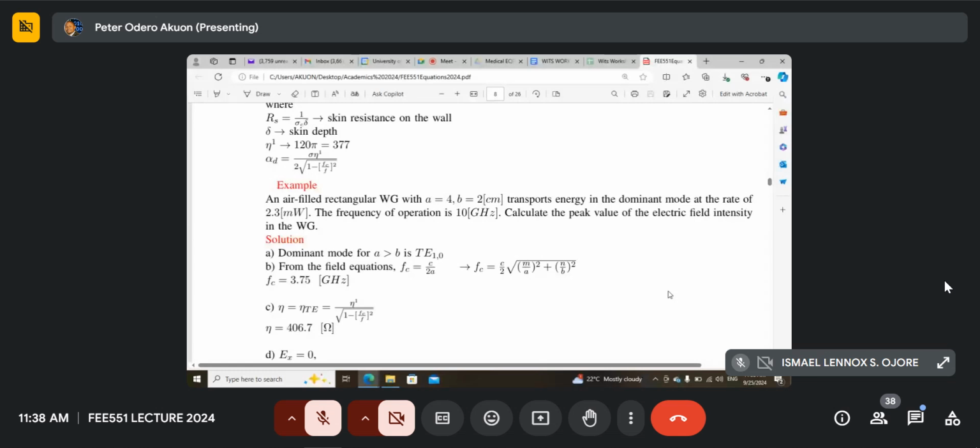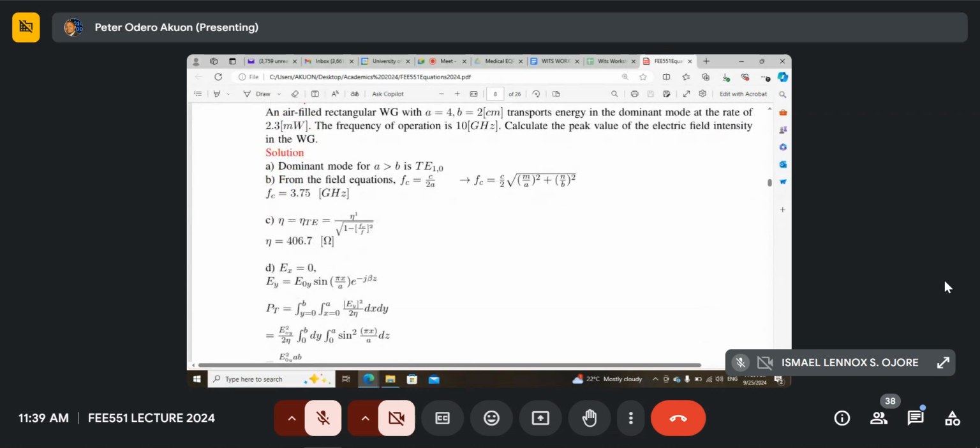So from the field equation, you can calculate the cutoff frequency. Here it is stated that it's 3.75. I hope that is correct. And then you calculate eta for TE. You'd remember also that these equations are derived. So eta for the TE mode is different from eta for the TM mode. The eta for TE mode will always be higher than the TM mode. Through the tutorial, I will give examples where you use eta TE and eta TM, and you'll realize that eta TM will be less.